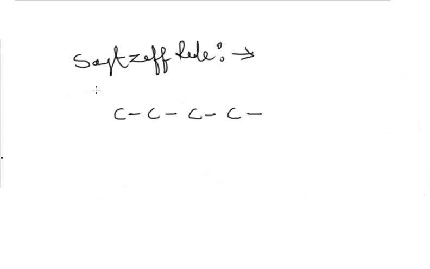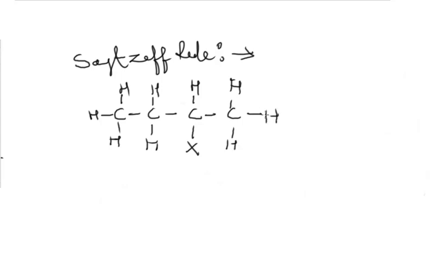Now let's start numbering the hydrogen. This one is the hydrogen, this one is H, this is another hydrogen. Now here we have also H, this one is H. Now here we have H, this is X, and again we have H, this one is H, and this one is H.